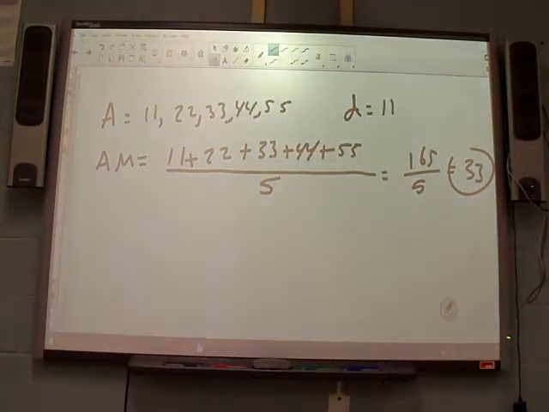$11, $22, $33, $24, $55. Just trying to double check, make sure I got all that.